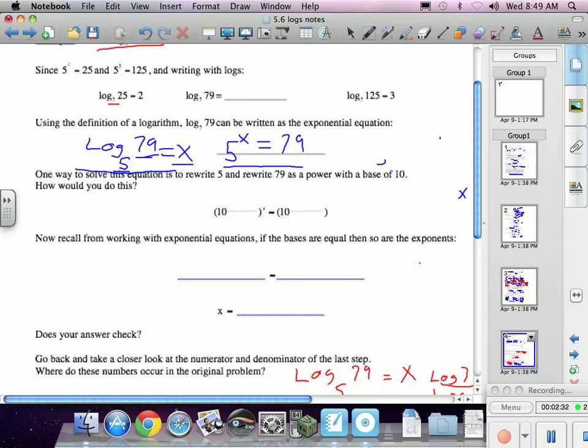One way to solve them: we rewrote this in power form, so you should be able to switch back and forth. And then what this is saying is, I can rewrite 5 as 10 to the something, and I can rewrite 79 as 10 to the something. The way that I'm going to do that is log of 5. And what's the base of this log, if it doesn't say anything? Yeah, it's log base 10. It's the common log.